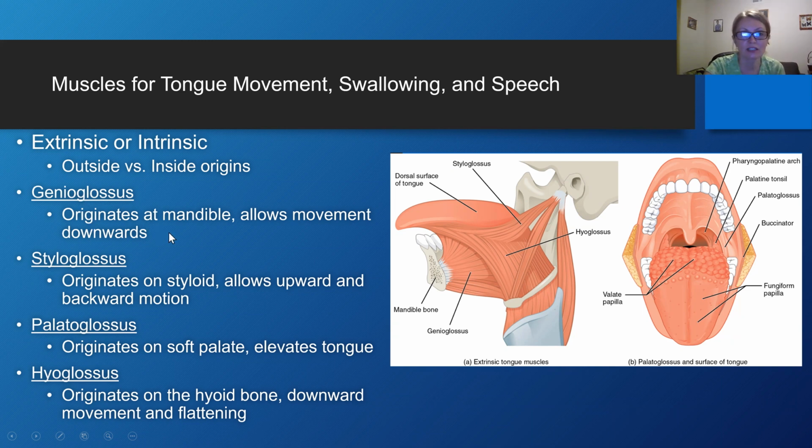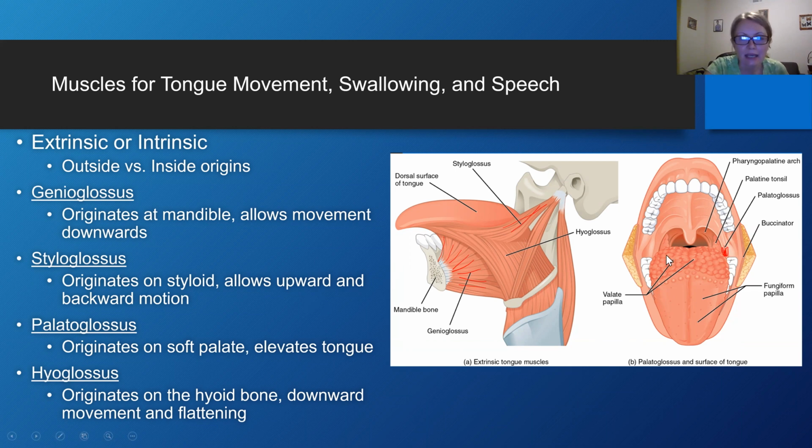So genioglossus originates on the mandible and allows movement downwards. If you see the muscle in the picture, you can imagine when this muscle contracts, the tongue will go down, right? Now, styloglossus originates on the styloid, and you can see when this contracts, it will move your tongue upward and back. Palatoglossus originates on the soft palate, and it also elevates your tongue.